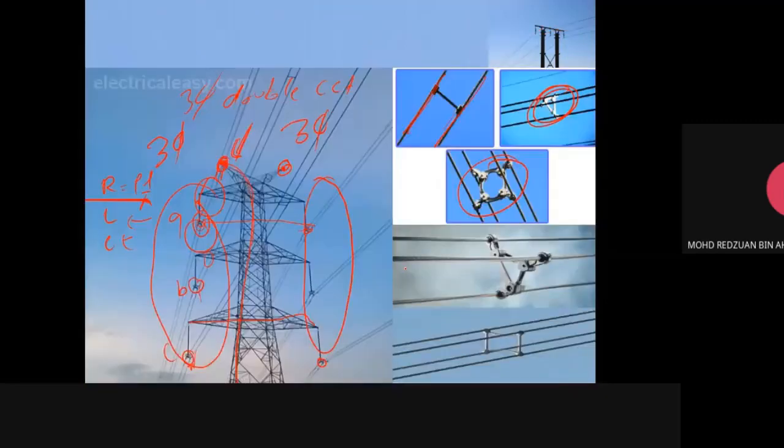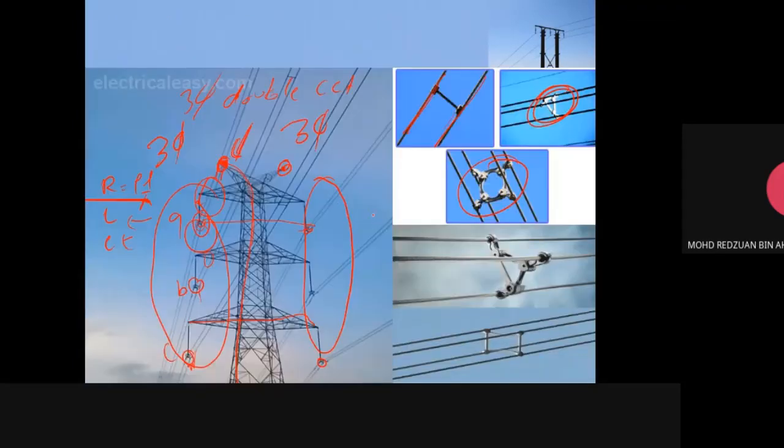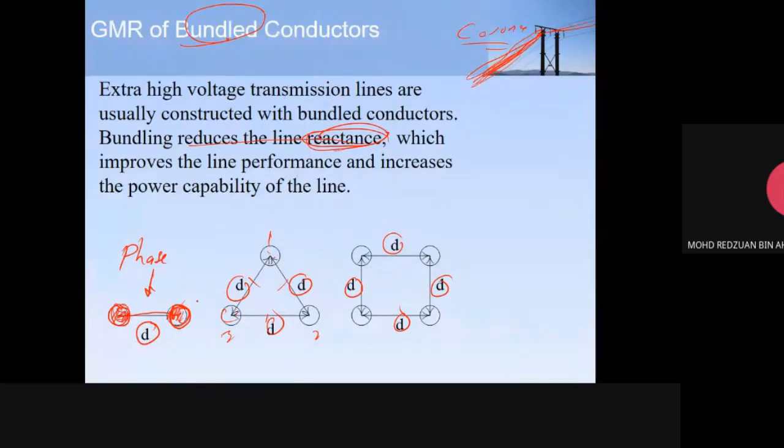So for a bundle conductor, this Ds must be calculated by using this equation, this Ds bundle. For a bundle of 2, we have this equation. Actually, this will be given in the final exam. But if you did not understand how to calculate this, we can go back to our previous formula. Because we have 2 distances over here, right?